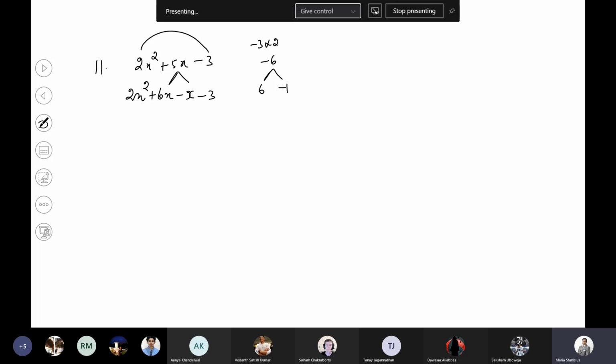So 2x squared plus 6x minus x minus 3. Now look at these two terms. 2x is a common factor, therefore x plus 3. Similarly, minus 1, if you take it as a common factor from these two terms, x plus 3. Now, from these two terms, what is common is x plus 3. So, if you take x plus 3, it would be 2x minus 1.